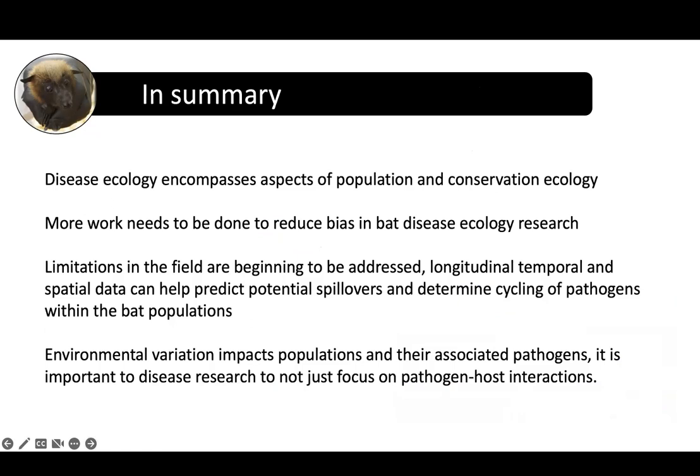But in summary, disease ecology encompasses aspects of population and conservation ecology. More work needs to be done to reduce the bias in disease ecology research, but especially bat disease ecology research. And limitations in the field are beginning to be addressed. Longitudinal, temporal, and spatial data can help predict potential spillovers and determine the cycling of the pathogens or microbes within these bat populations. And then finally, environmental variation in interactions impacts populations and their associated pathogens. It's just as important to disease research as focusing just on how the pathogen or microbe interacts with the host.